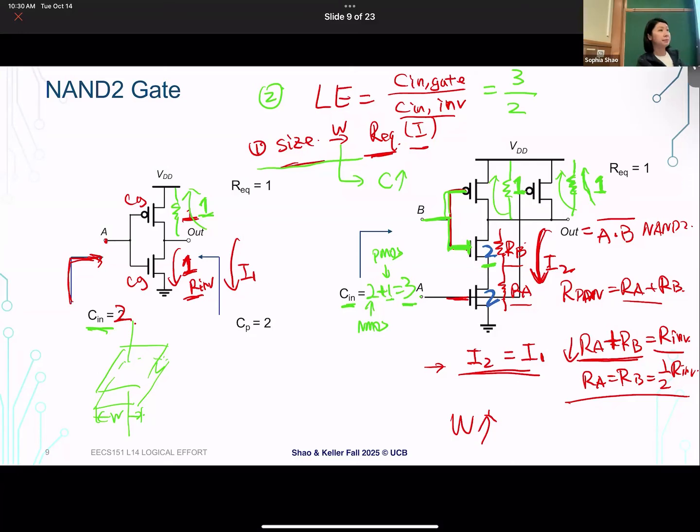One more question. Where is the capacitance from? Oh, so we mentioned NMOS is sized with width 2, and when width gets wider, capacitance also gets bigger. So this 2 is from the NMOS.